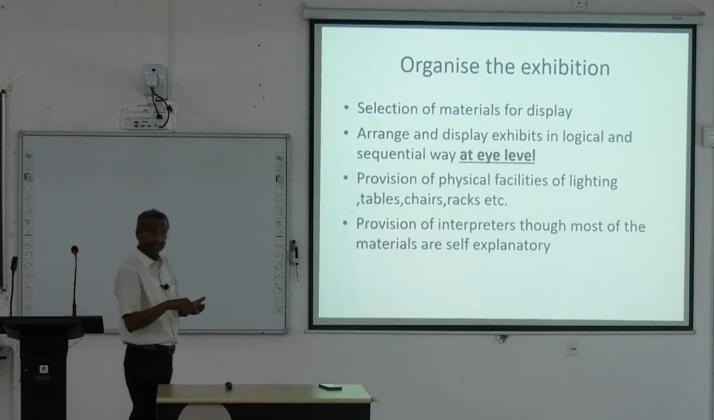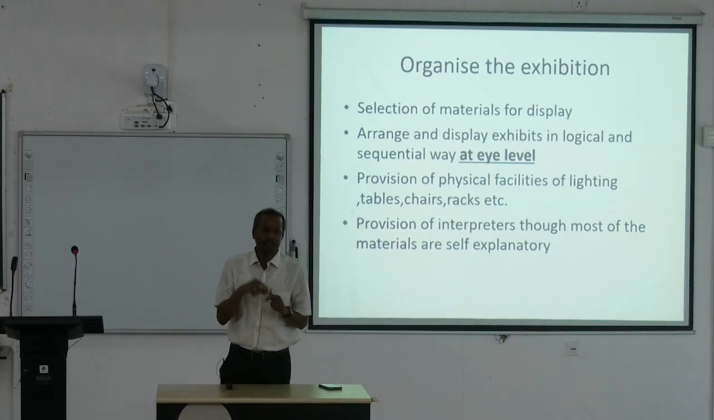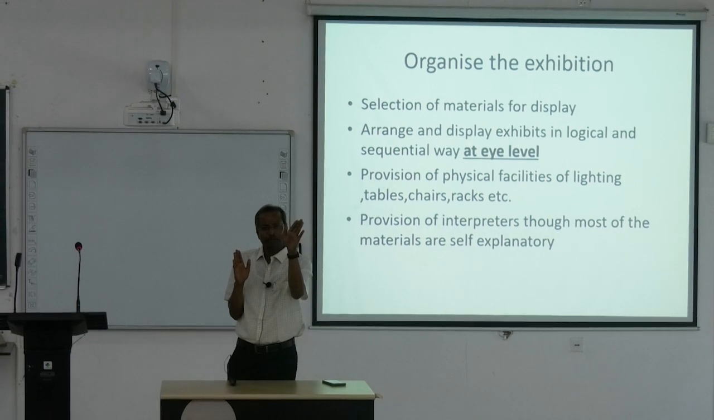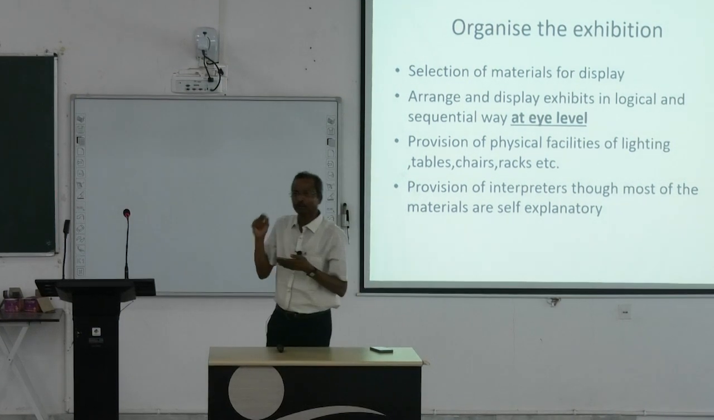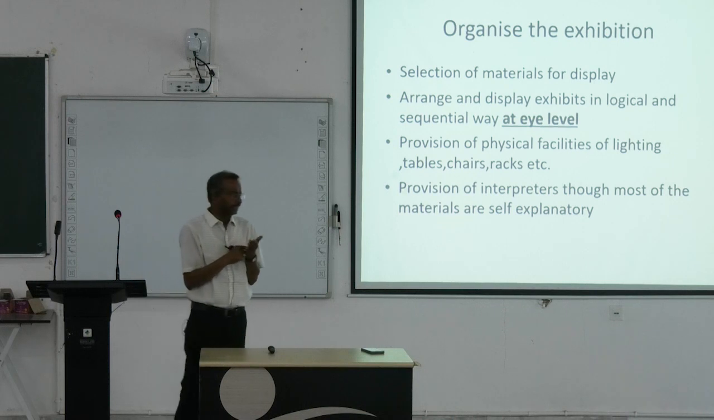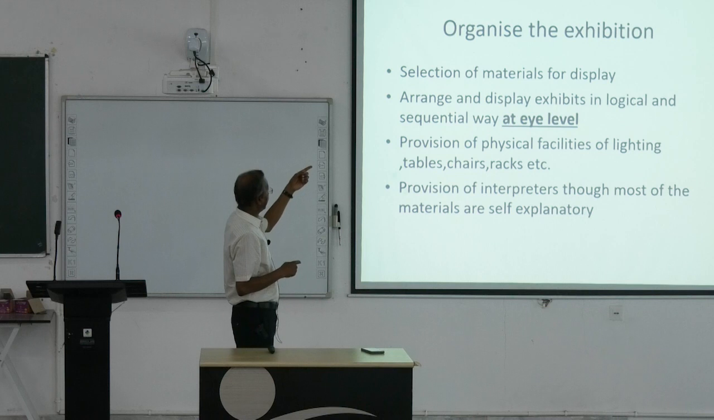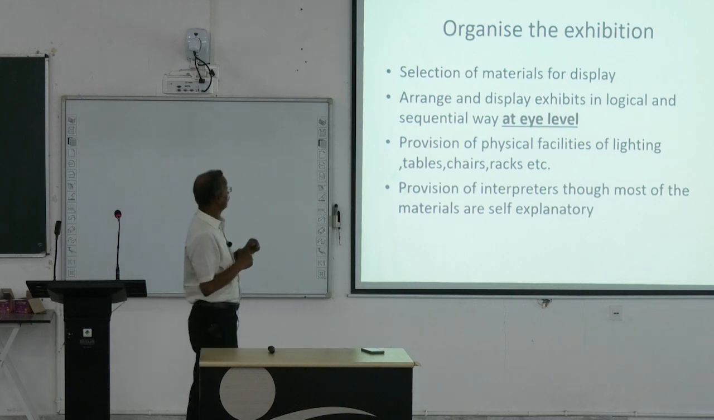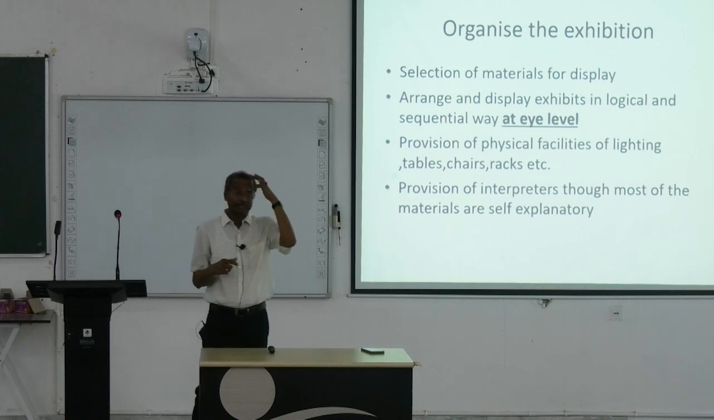On the back side, small, in pencil, like 1, 2, 3, 4 sequence, you have to mark it. First I will keep this, then I will put this, then this. So 1, 2, 3, 4 like this. Jot down the number on the back side of each and every material. Then arrange and display exhibits in a logical and sequential way at eye level. It will be displayed at eye level.